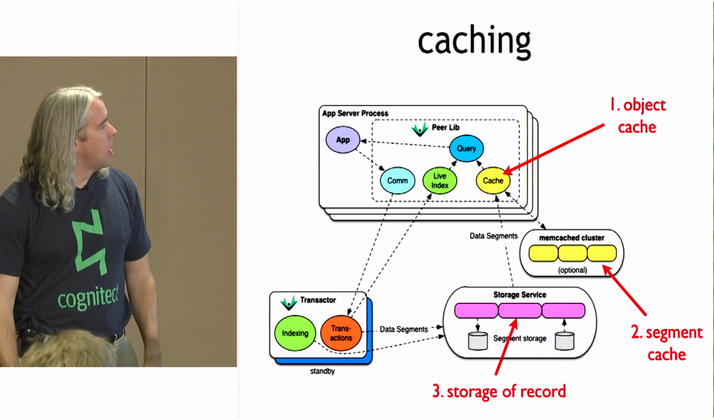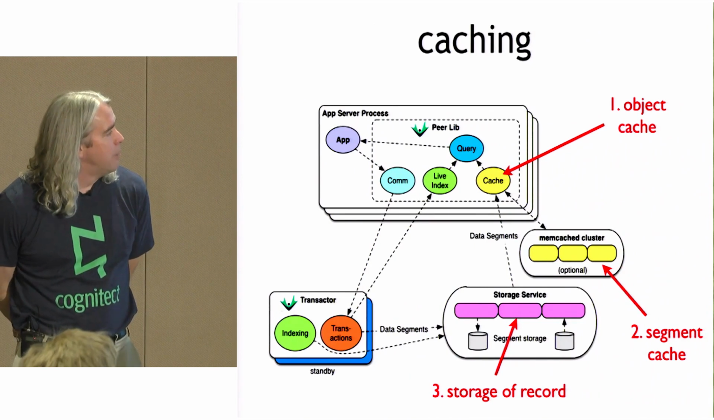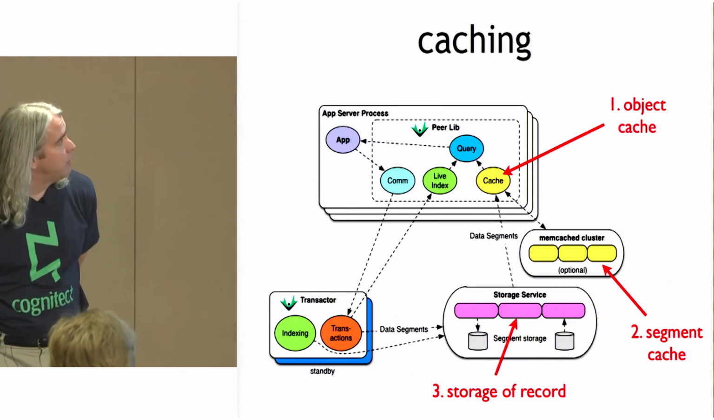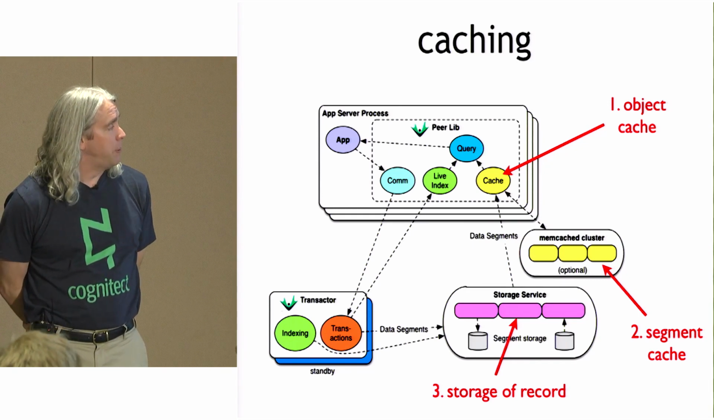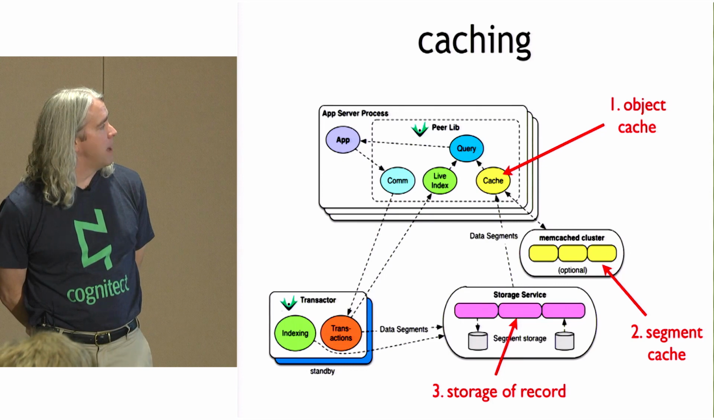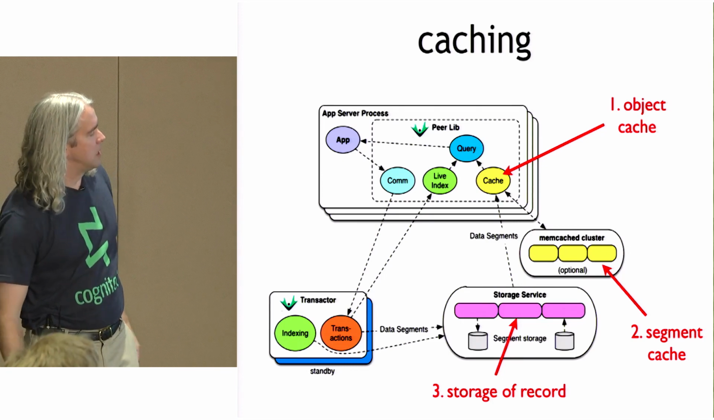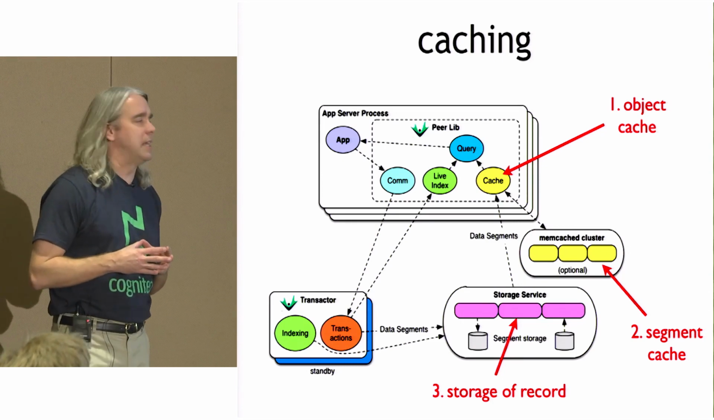So let's start with a picture. This is a complete Datomic system. At the top we have your application server processes. So these are the peers. They have the Datomic peer library embedded in them. And those application server processes are talking to three other kinds of processes.